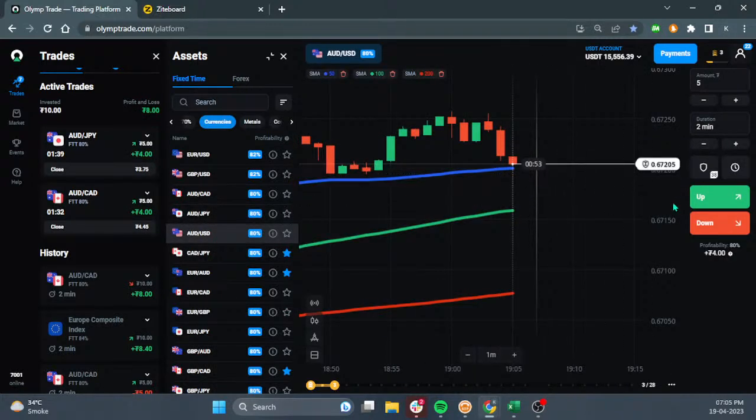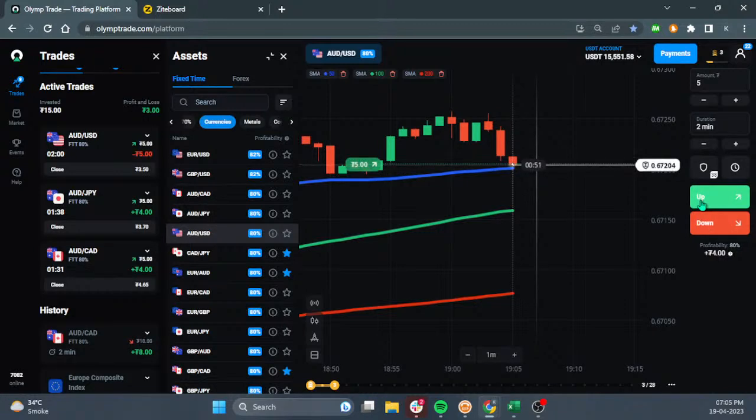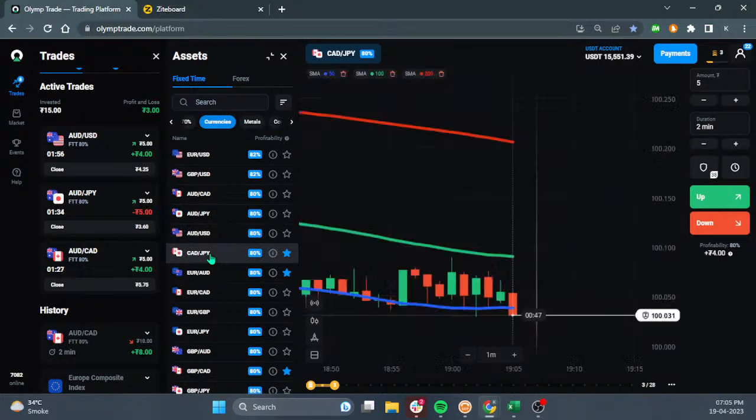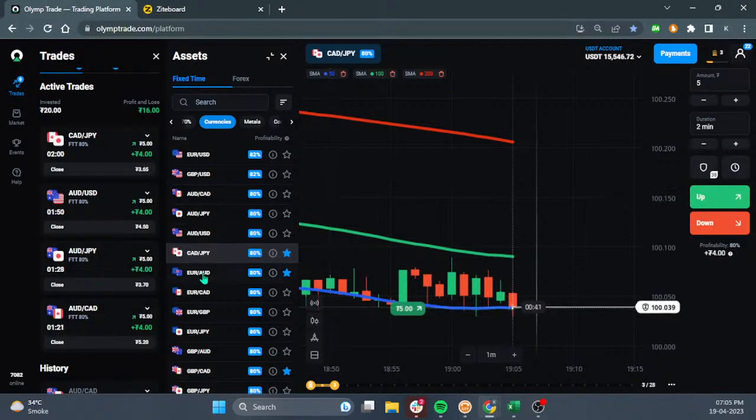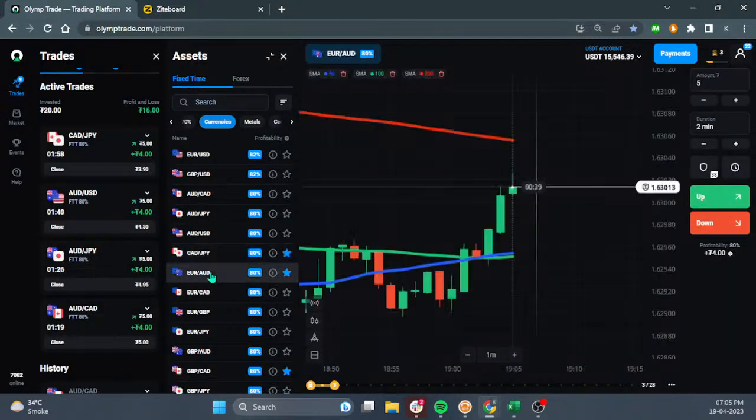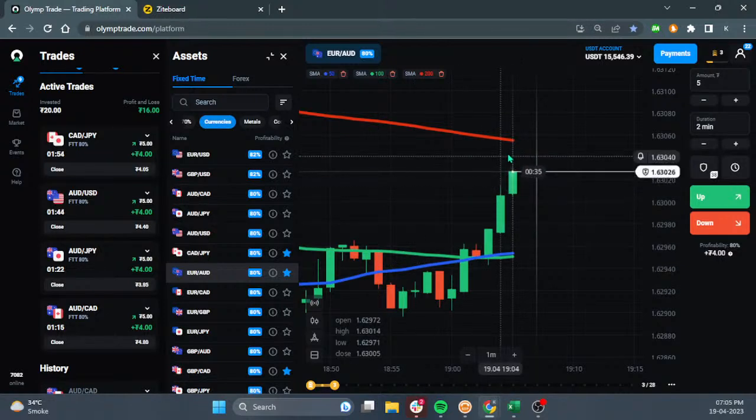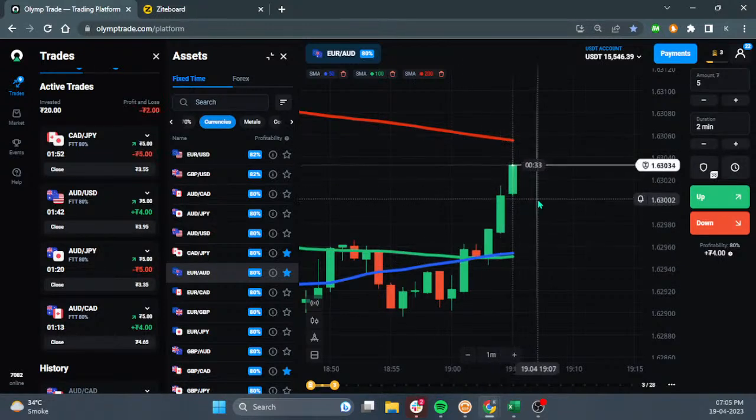AUD USD, there's a chance of reversal. Let me open an up trade over here as well. Here is a chance of reversal as well. If this trade, which means EUR AUD, touches this one, I will open a down trade. But again, it has to touch for me to be sure about this.